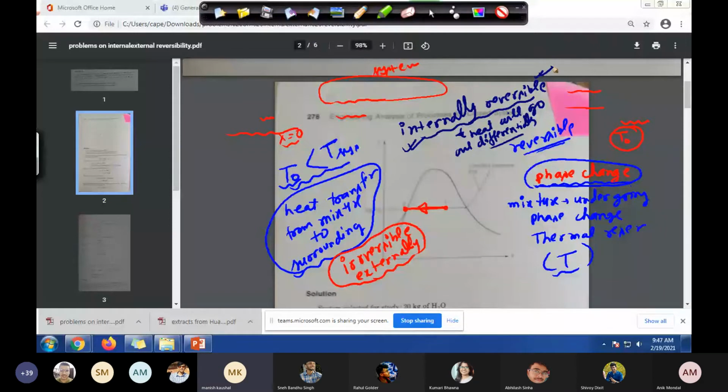So since my system is rejecting heat differentially, of course, outside the system also it will go differentially. It will not go suddenly. That's fine. But we have to stick with the irreversible heat transfer definition, which says the irreversibility is defined that if there is a finite temperature difference. So even if the amount of heat which is getting rejected from the system is not very large, since there is a finite temperature difference, we'll call it externally irreversible. So it means this problem is internally reversible and externally irreversible.